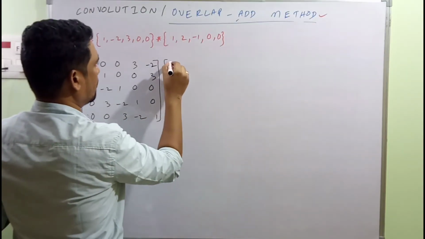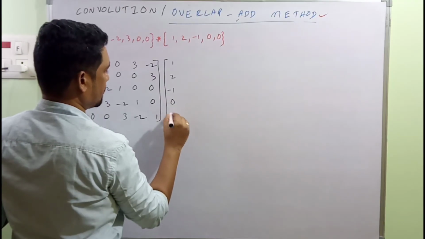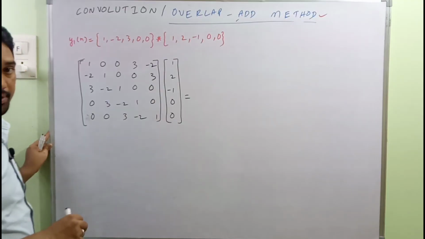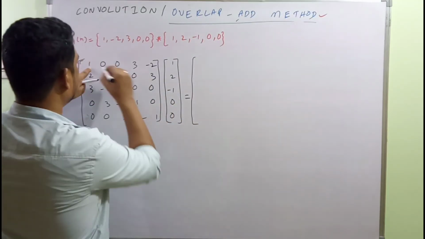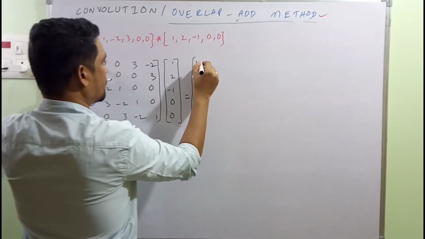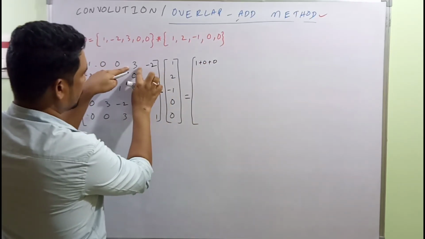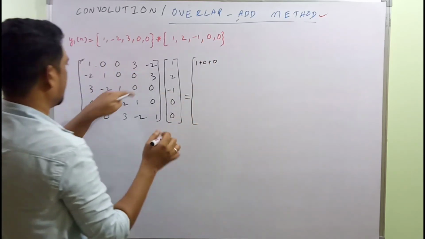For h of n, it's 1 2 minus 1 0 and 0. Now evaluating this will give us y1 of n. Be careful in multiplying this. 1 into 1 will be 1, plus these are zeros, so that will be 0 plus 0 plus 0, and even these will be zeros, this into this plus this into this, isn't it? So that will be 0, leave it away.